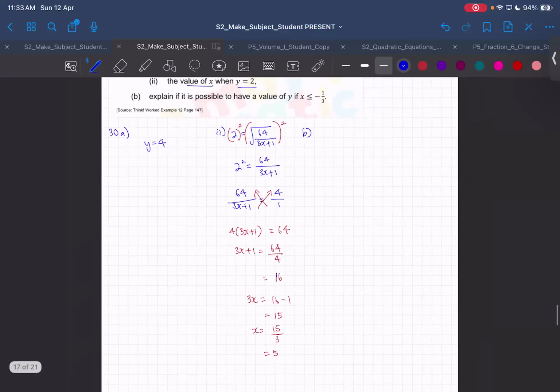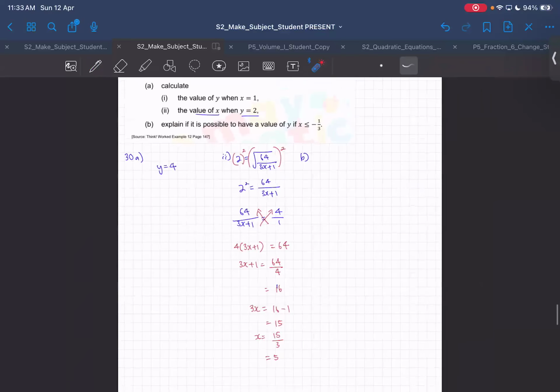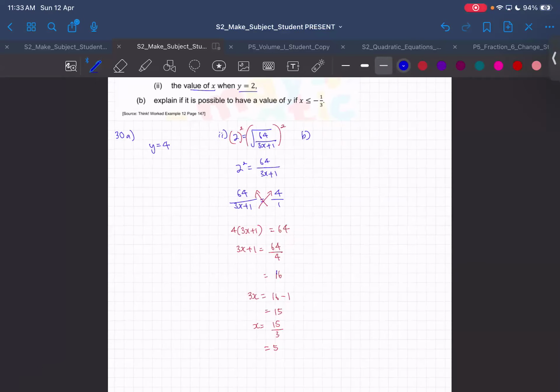Yeah, so part 2, right? Whenever they ask for x and you're given y, you need to make x the subject first. Then you sub inside. Okay, so now you look at part B.